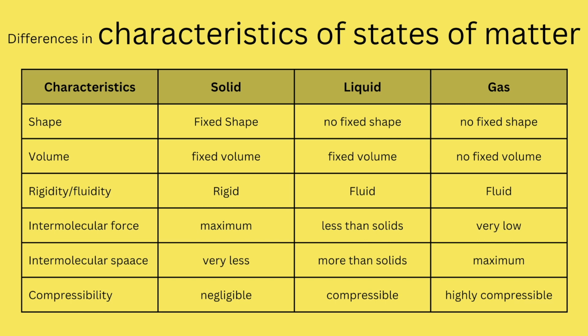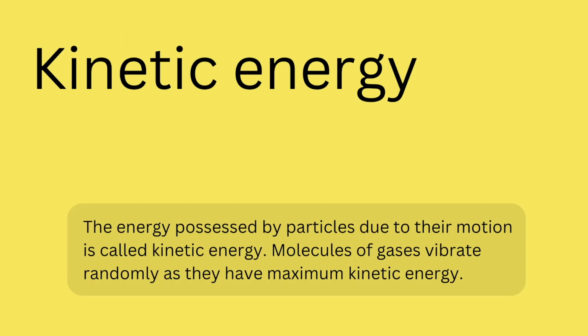The next thing is intermolecular space. This intermolecular space is very less in solids, higher in liquids, and maximum in gases. And the last thing is compressibility, which is negligible in solids. Liquids are generally compressible and gases are highly compressible.